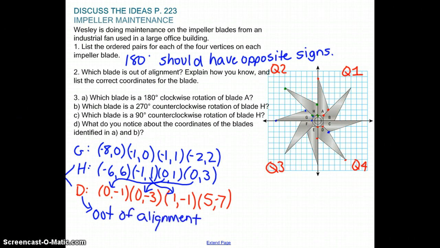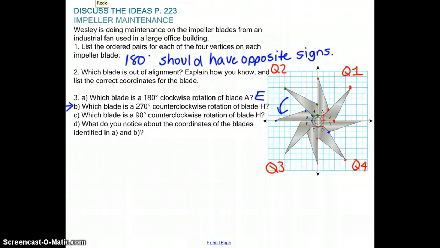So question 3A, which blade is 180 degrees clockwise rotation of blade A? That would be E. And if you look at your vertices that you came up with, they should all be identical but opposite signs. How about for part B, 270 degrees counterclockwise of blade H? So counterclockwise from H is going this way. So which one would be 270 counterclockwise? All right, so then for part B, the one that is 270 of blade H is B.